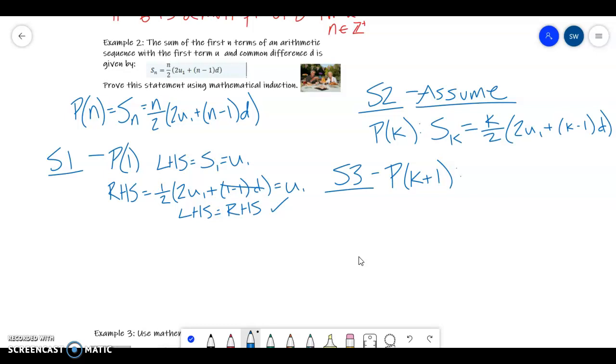So the k plus 1th term would equal the sum of the first k plus 1 terms. Well, let's think of that as a concept. So the sum of the first k plus 1 terms would be the sum of the first k terms, plus the k plus 1 term. Hopefully that makes sense. Like this is the sum of terms 1 all the way to k, and this is just the next term. So logically that's equal to this.